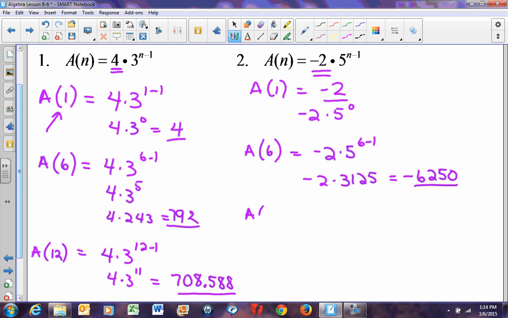Now we need a of 12. Negative 2 times 5 to the 11th power, since we have 12 minus 1. 5 to the 11th power is going to be a very large number. Multiply that by negative 2, and you're going to get negative 97,656,250. Not a very big number. So those are your three terms: your first term, your sixth term, and your 12th. Very similar to arithmetic sequences, applied slightly differently, and you have geometric sequences.